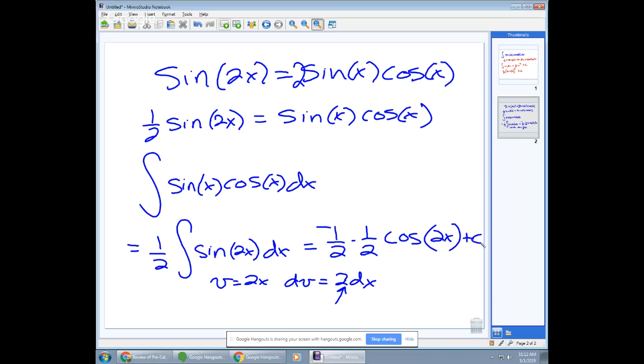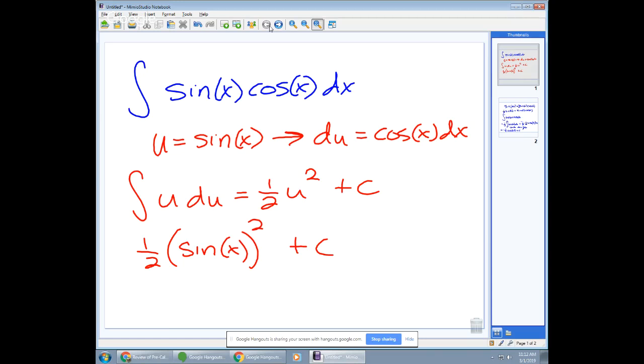So negative one fourth the cosine of 2x plus some constant c. That's not the answer we got last time. But wait, that one says it's one half the sine squared. Uh-oh, did I make a mistake? I guess sine squared equals something. You have to use the identity: sine squared equals 1 minus.